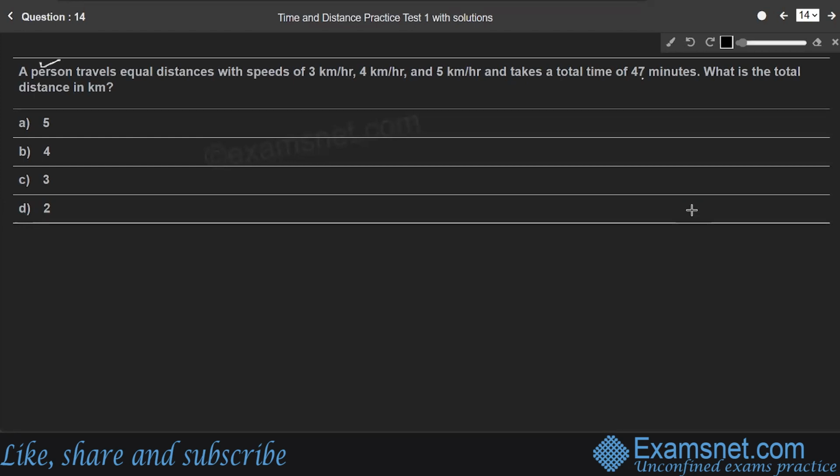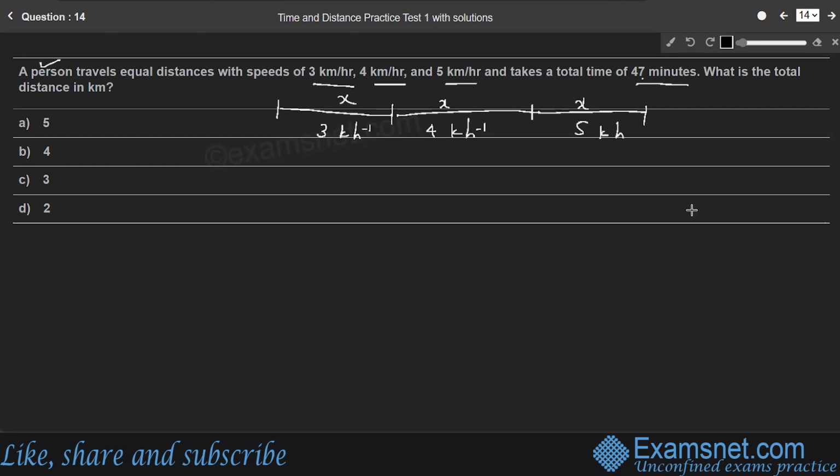Question 14. A person travels equal distances with speeds of 3 km per hour, 4 km per hour and 5 km per hour and takes a total time of 47 minutes. What is the total distance in kilometer? So he travels equal distances in three different speeds, right? So here we'll consider equal distances as x, x and x, with three different speeds, 3 km per hour, 4 km per hour and 5 km per hour. And the total time taken is, so T is 47 minutes, which is equal to 47 into 1 by 60 hours.